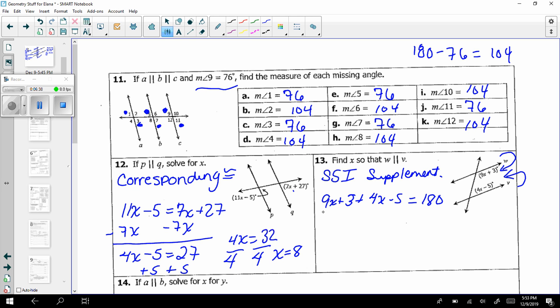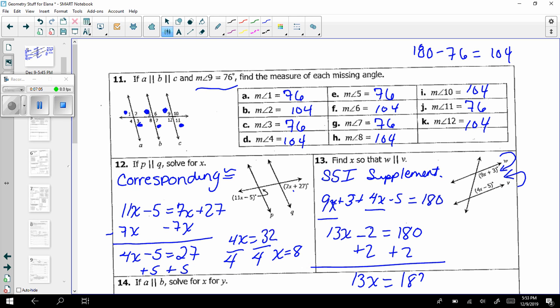And that's what I get. So I combine my like terms. I have 9x plus 4x, that's 13x, and I have 3 minus 5, so that's minus 2. And that's equal to 180. So then I add 2, and 13x equals 182. If I divide both sides by 13, I get 14, I believe. Yep, x is equal to 14.